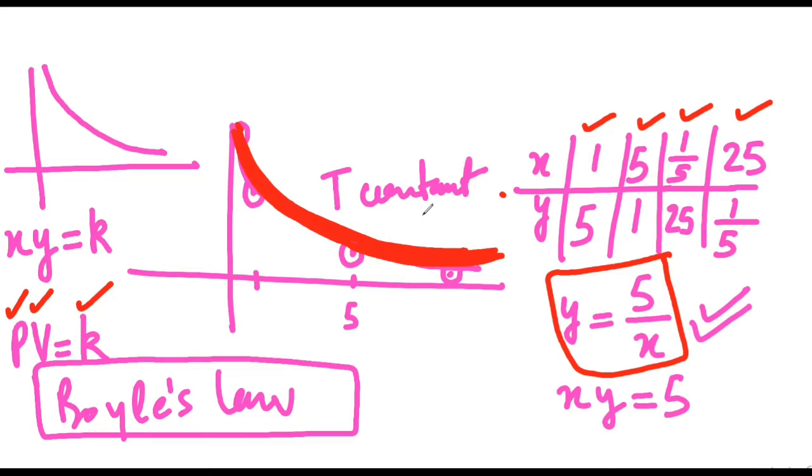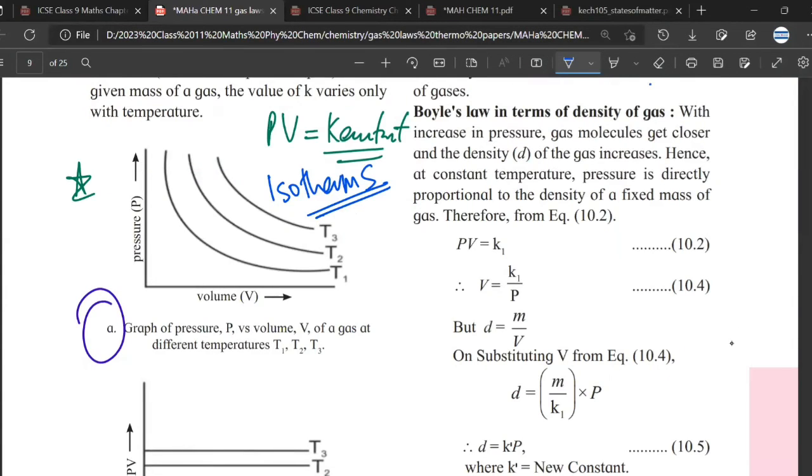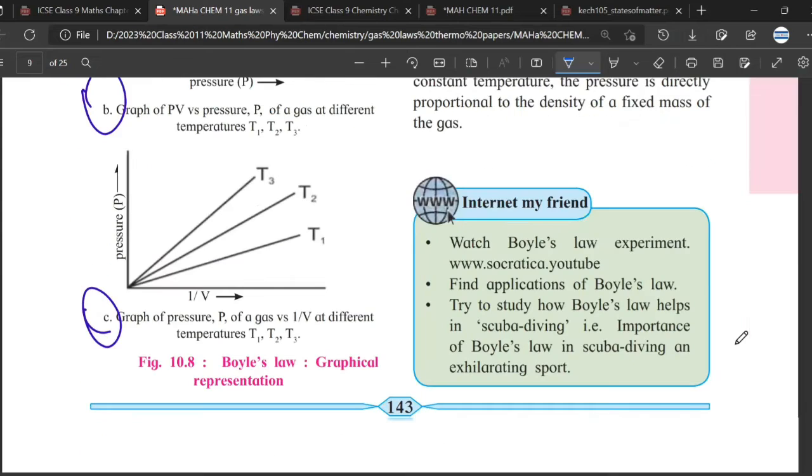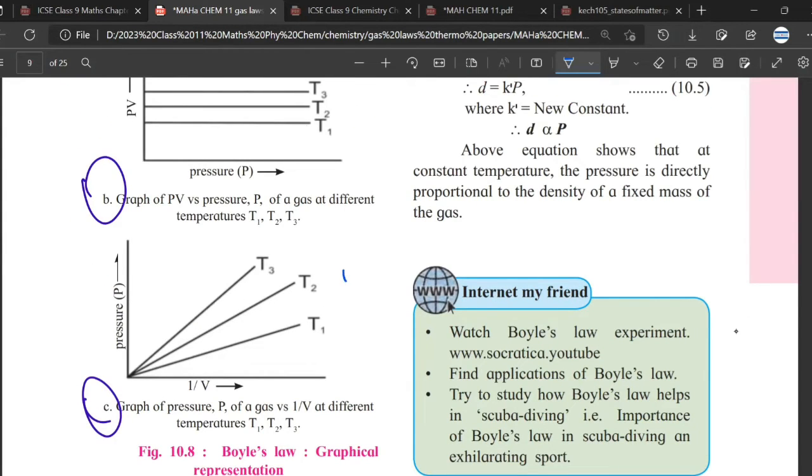So for example, if this line is at 25 degrees Celsius, then maybe at 30 degrees Celsius, the graph would be something like this. The shape would be the same, but the line will shift. Any doubt about this? No. So we should be very clear about this, because these are the kind of questions which are asked in competitive exams. Any doubt? No.